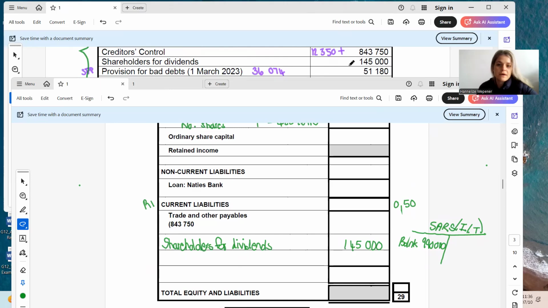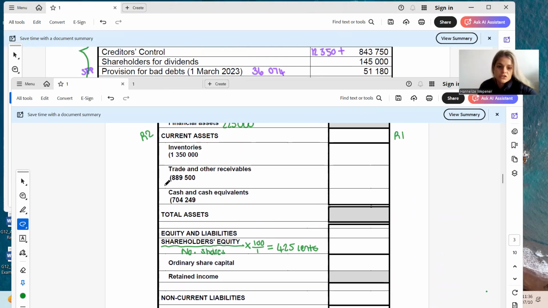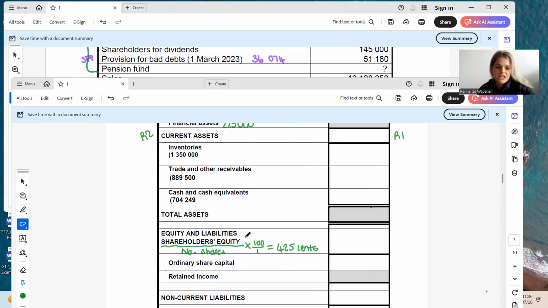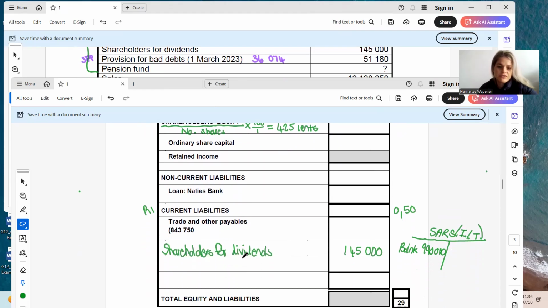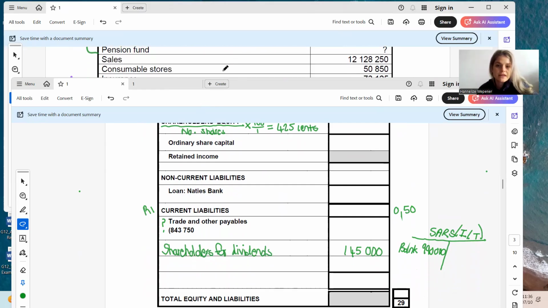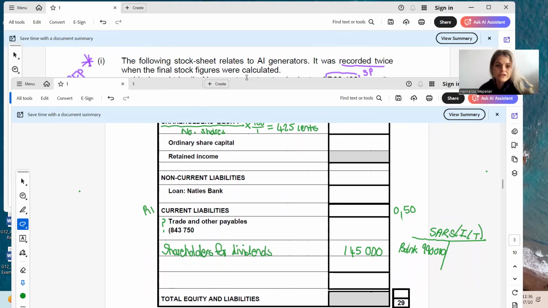Then your provision for bad debts, we know that that goes together with our trade and other receivables, but we had an adjustment. And then pension fund. So pension fund is a question mark to be included in my trade and other payables. So I'm probably going to have a situation where I have to balance the statement of financial position, but we shall see when we get there. And that was it. Now moving on to the information again.